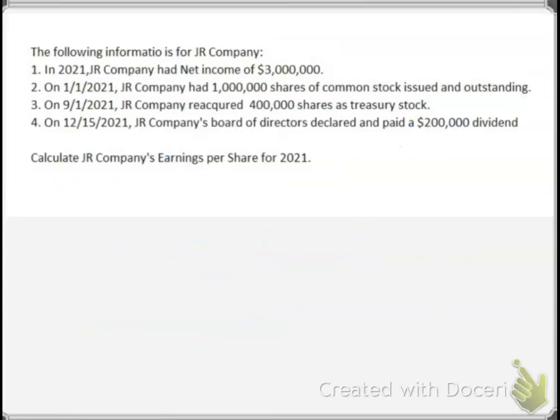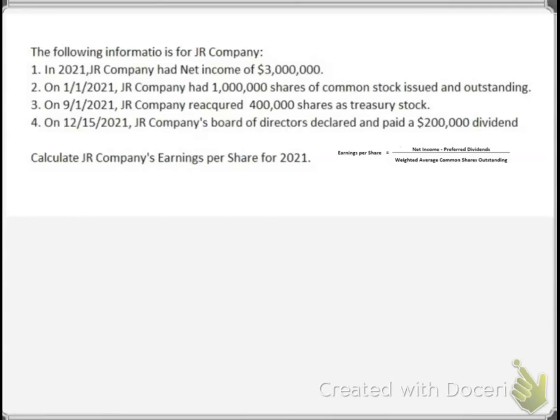Let's take a look at another question. Pause the video, take a minute to read the question, and then continue playing the video. Let's first look at the earnings per share formula. Earnings per share is equal to net income minus preferred dividends divided by the weighted average common shares outstanding.